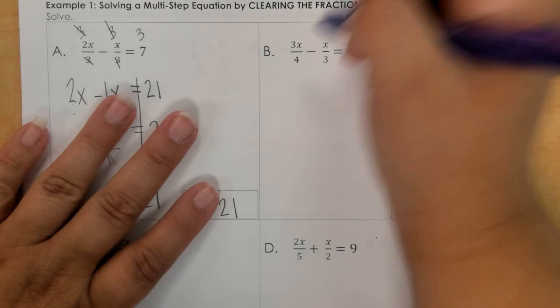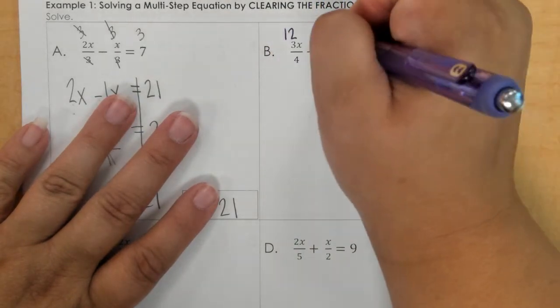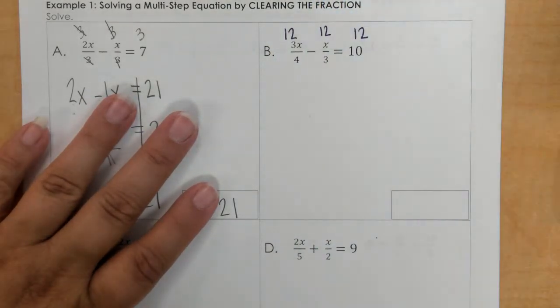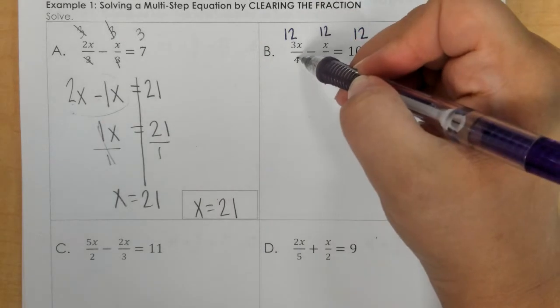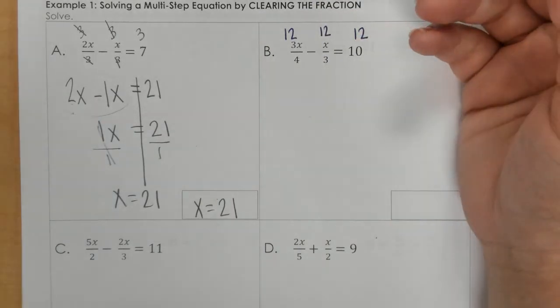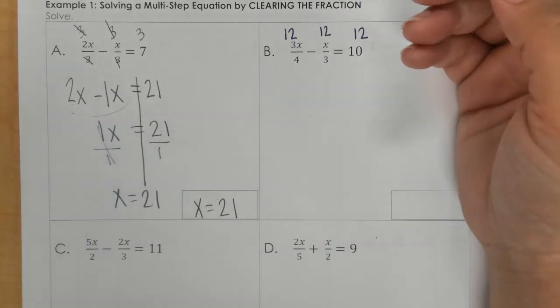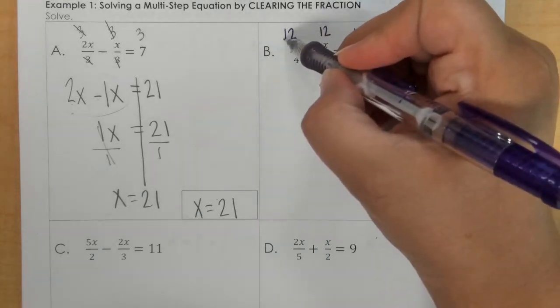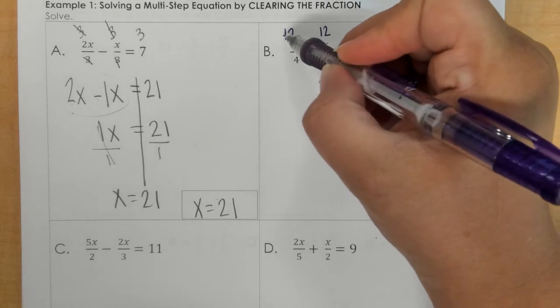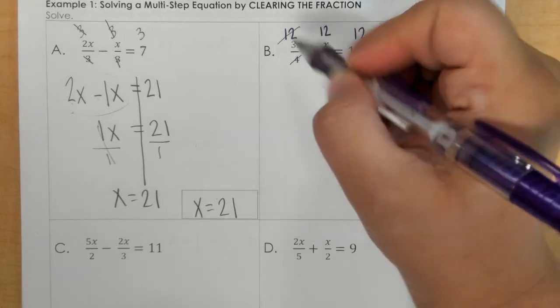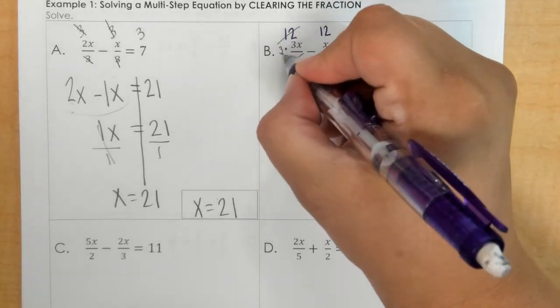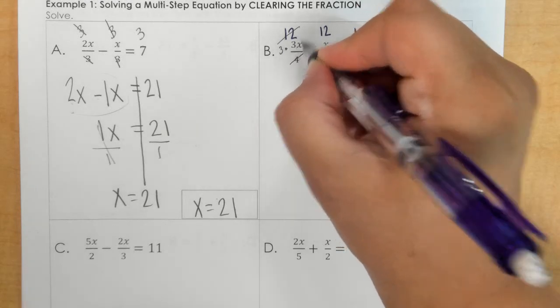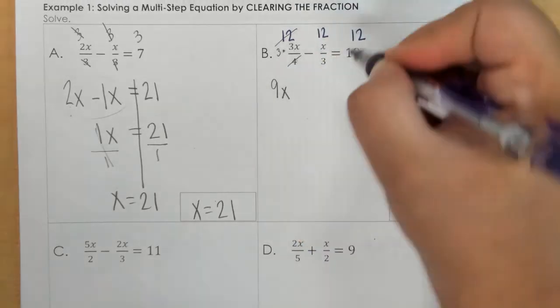Okay. So I put 12 above every term. Now, the 12 and the 4 can't cancel because they're not the same number. We want something that divides to make 1. That doesn't happen here. So I'm going to take the 12 and the 4 and divide them. 12 divided by 4 gives me 3. And 3 times 3x would be 9x.